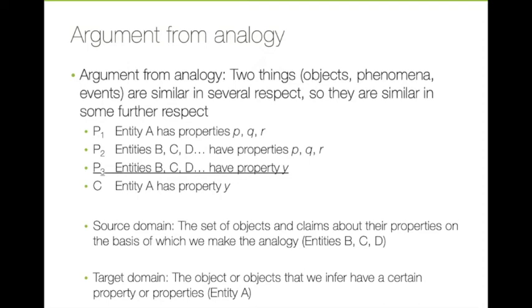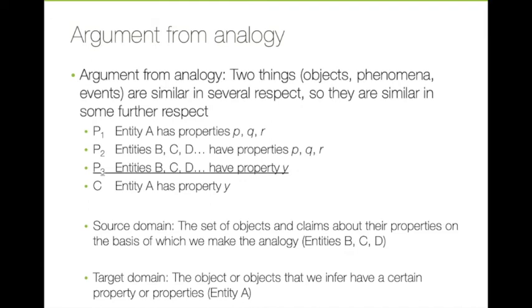Entity A, again, that could be an object, some phenomenon, an event. It has properties P, Q, and R. And then we can take a few other things, B, C, D. They also have these features, P, Q, and R. These entities B, C, and D, our broader category, have this other property, Y. We don't know that entity A has this property Y, we haven't observed it, but we can infer by analogy that if B, C, and D, which are similar to A in some relevant respects, have this property, A probably has that property Y too.